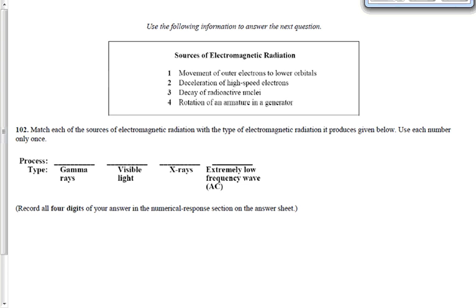What's the answer to this one? 3214, how many people agree with that? Oh, 3124, now we're getting some disagreement there. 3124? Okay, let's take a look here. Let's not even look at what we see down here, gamma rays, visible light, and so on. 3124, thank you.